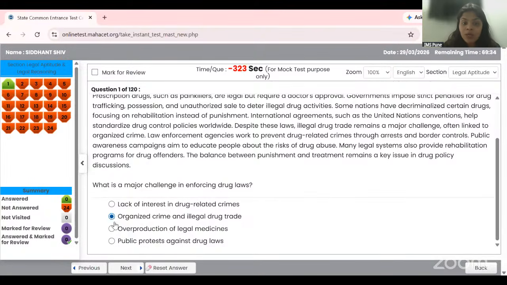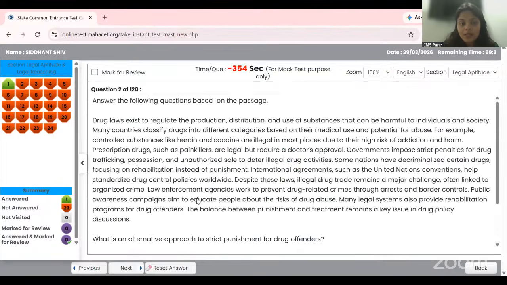If you don't want to answer this question, you click on reset answer, or if you want to mark it for review, you click on mark for review, so that when you are done with all your section, you will be able to revisit these questions which you have kept for review. One more thing I would like to mention is that the answers you have marked are automatically submitted when your exam time is over, when your exam deadline is over. So we have marked this option, and now we move to the next question.